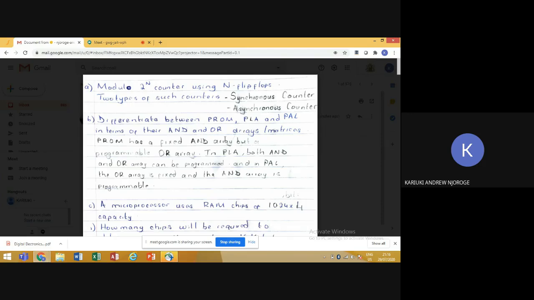So PROM has a fixed AND array, but a programmable OR array. In programmable logic array, both the AND and the OR arrays can be programmed. But in programmable array logic, the OR array is fixed and the AND array is programmable. So there's not much there, that's just how it is. And I am done. Any question?